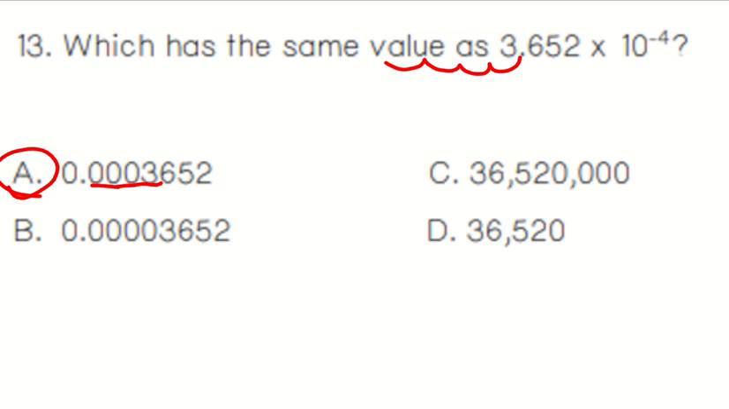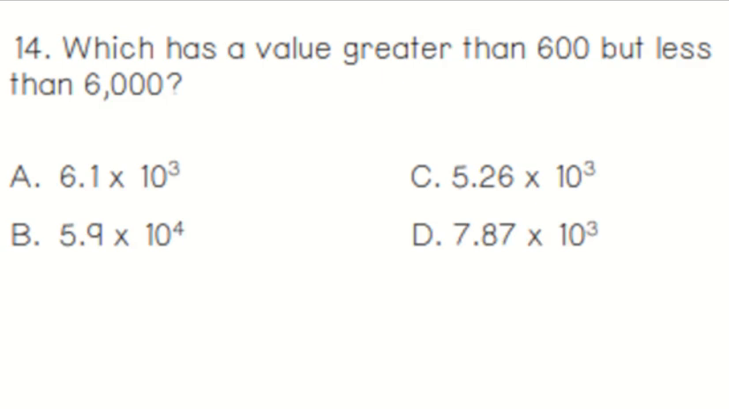This is one of our units, obviously, so hopefully a little fresher on that. All right, try to figure that one out. We need the number between 600 and 6,000. Greater than 600, less than 6,000. Landon? C is correct.